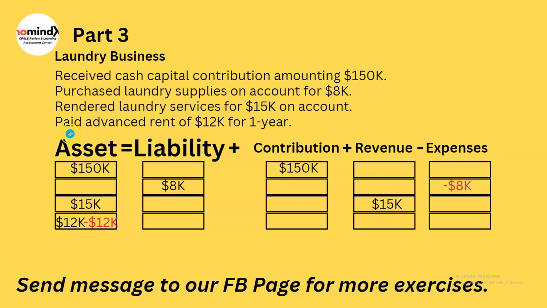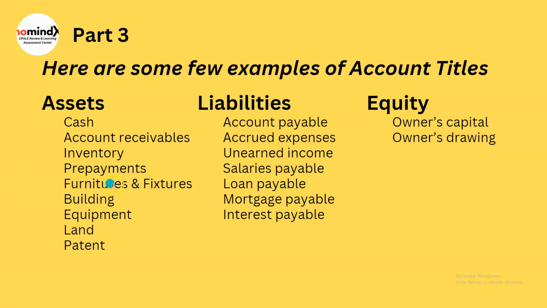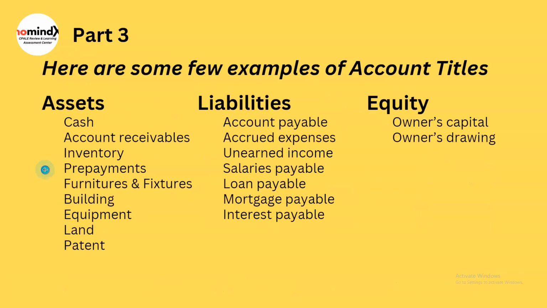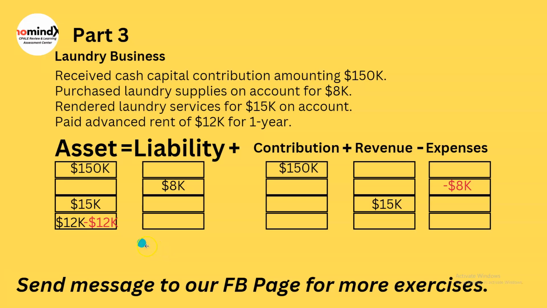And for the last one, paid advance rent of 12,000 for 1 year. So that is an advance. As I said, advance should be accounted as prepayments. When you pay the prepaid advance of 12,000, that would increase your asset, right? Because the prepayment is an asset. But at the same time, since you use your cash, that would also be a decrease of your assets. So the movement of that transaction only involves assets. Increase in asset for the prepayments and decrease in asset for the cash used to pay for the prepayment.